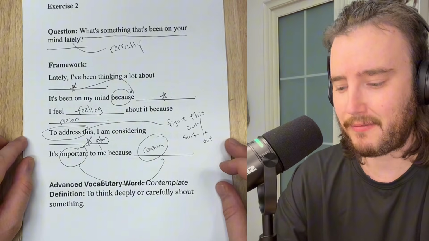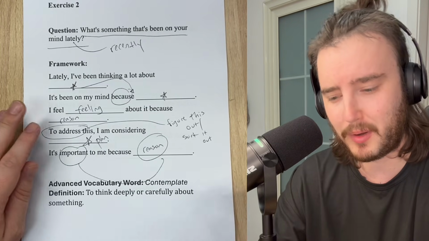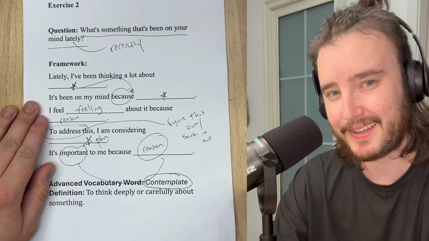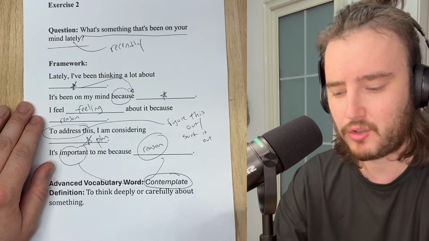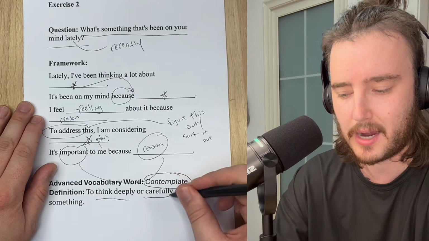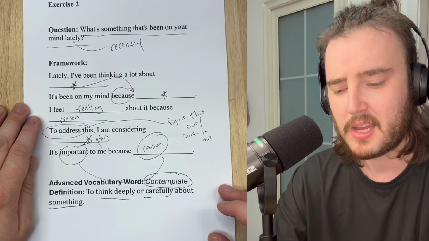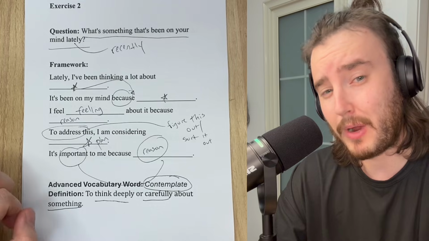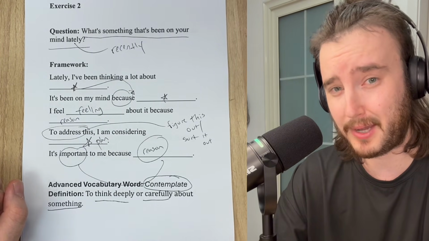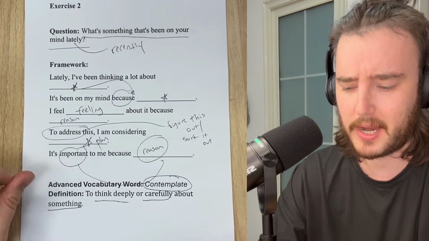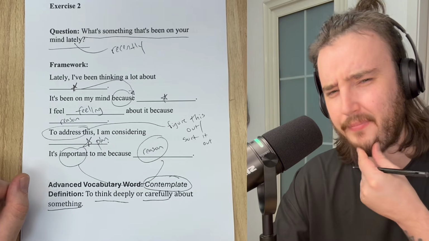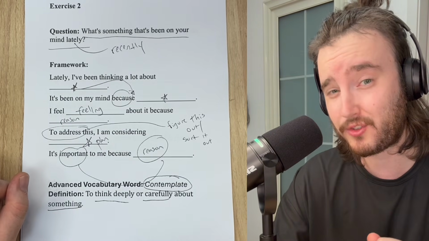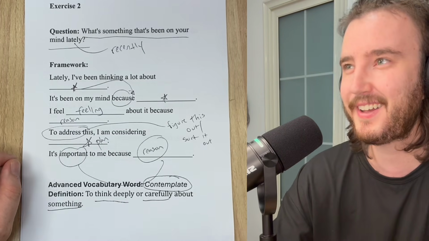Now, here's the advanced vocabulary word for bonus points. If you can use the word contemplate, you will get extra points. It just means to think deeply or carefully about something. Like maybe you are at home contemplating whether or not you should click the like button on this video. You're sitting there contemplating, I don't know if I should do it or not. My suggestion, click that like button.